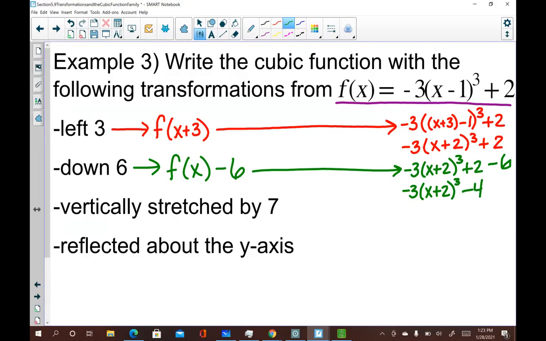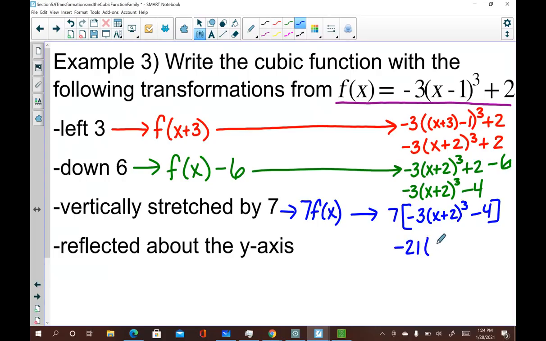A vertical stretch by 7 in function notation looks like 7 f of x on the outside being multiplied. This is telling me to take my entire function and multiply it by 7. My function here has 2 terms, so I need to make sure that I use my distributive property or use parentheses. To multiply the term with the parentheses, we just multiply the coefficient out front, not inside the parentheses, and then 7 times -4 is -28.